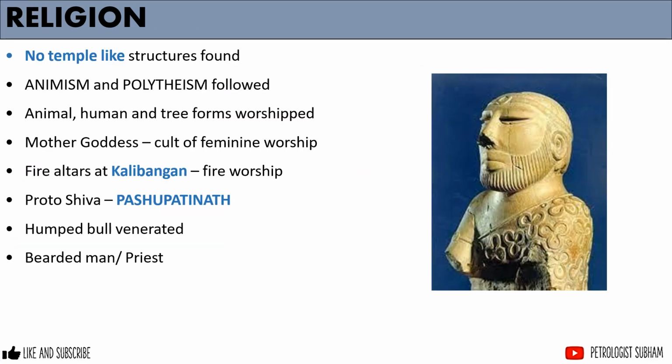When we talk about the religion, there was no evidence of temple-like structures. Animism and polytheism were followed, which means people followed different types of worshipping practices. They used to worship nature, animals, everything possible that was available to them. Animal, human, and tree forms were worshipped, like the mother goddess or the cult of feminine worship.